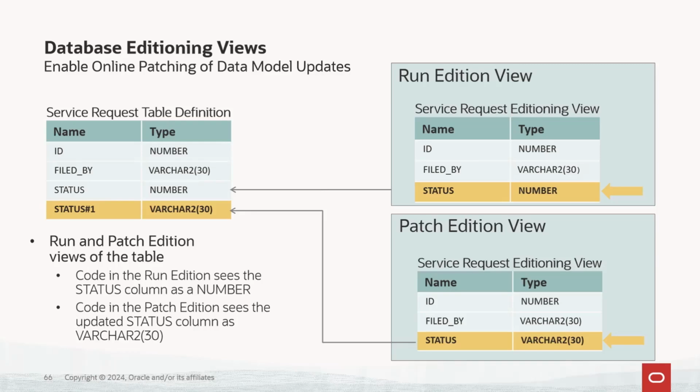And you'll note that the run edition view is still looking at status as data type number, while the patch edition view is looking at status as the go-forward data type varchar 230.